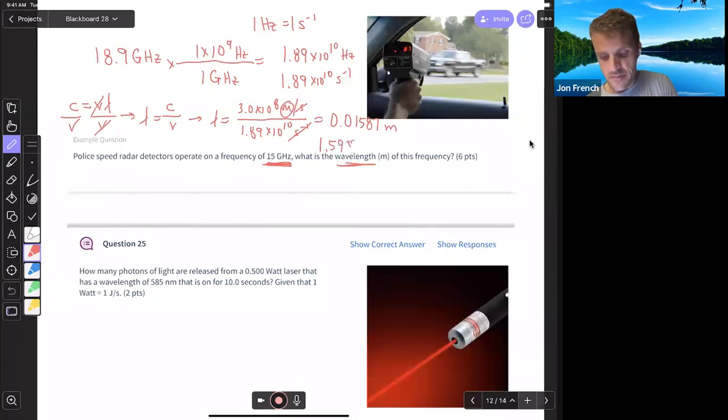1.59 e to the minus 2 meters, because we want to move that decimal place over twice, and we're going to have to round up because we're dropping everything after the 8. So your initial number might be different, but the steps to solve that problem 24 are going to be the same.